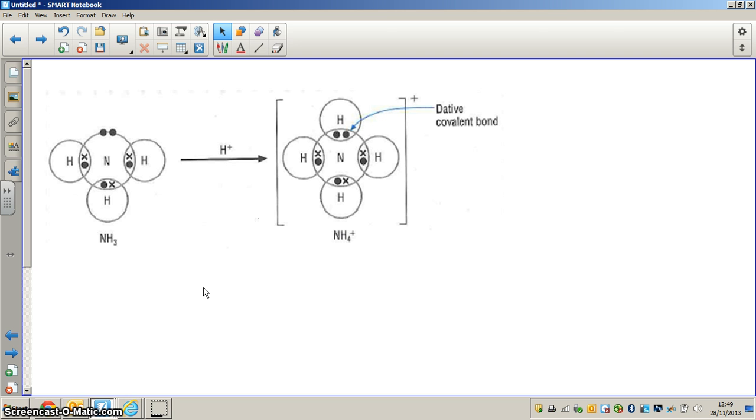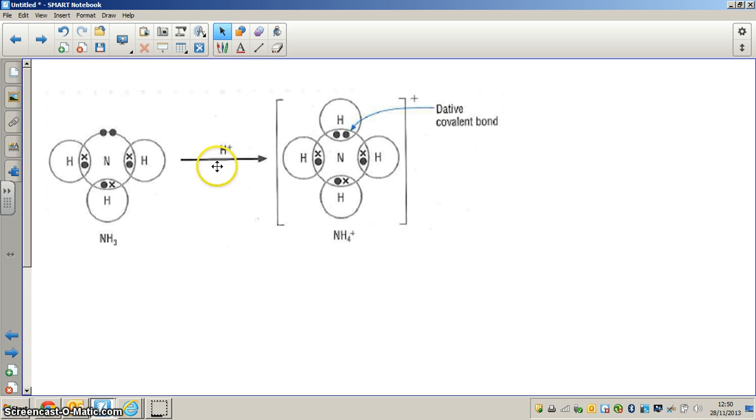Dative covalent bonding is quite simply where the shared pair of electrons actually comes from one of the elements alone. And here is the classic example of ammonia forming an ammonium ion. So this is ammonia. You can see we have three covalent bonds. This one, hydrogen and a nitrogen electron being shared. Same here and the same here. And you can see we've got a lone pair of electrons up here.